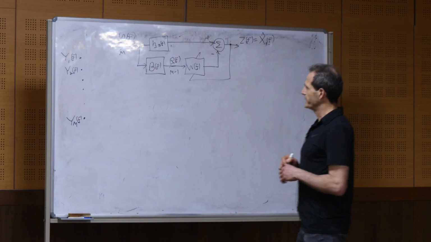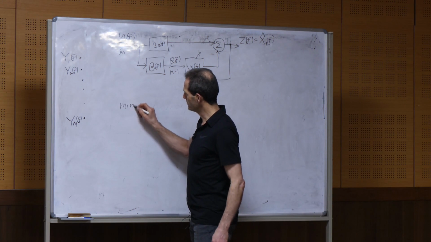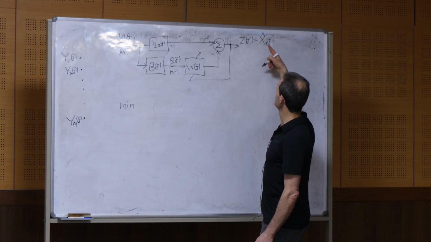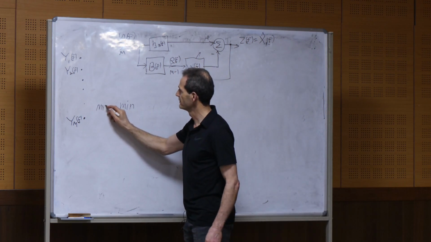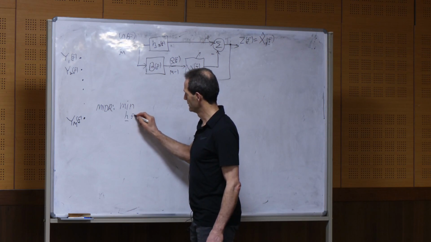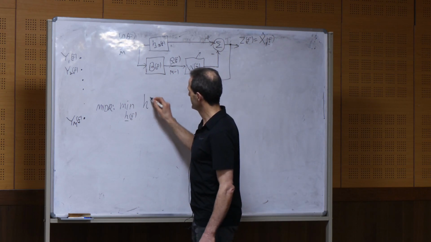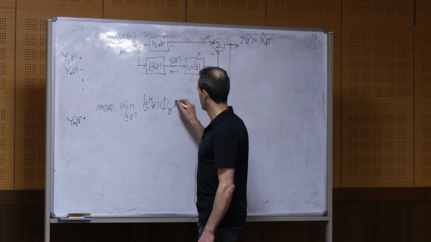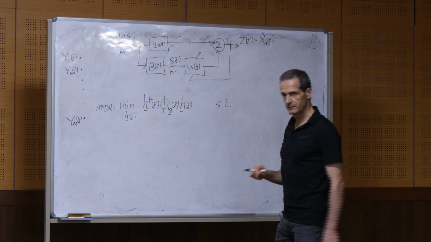So what do we do with the MVDR? What we did, I remind you, we minimize the variance of the output, which is H^H Φ_y H, subject to the distortionless constraint.